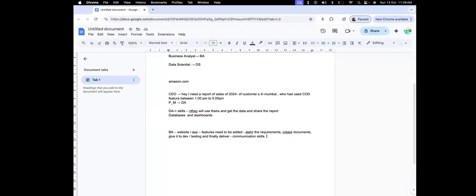If you think you like this type of role, talking to people, with a lot of exposure, then you can opt for the BA role. And now let's see the role of a data scientist.